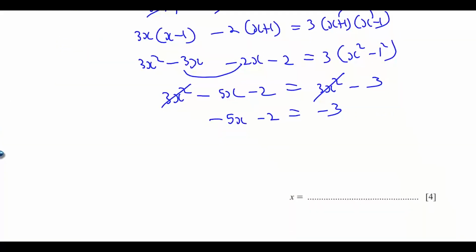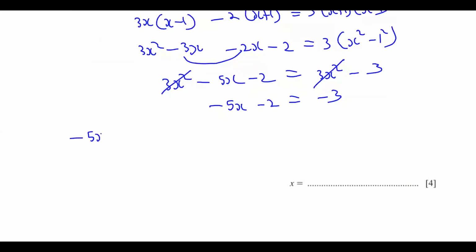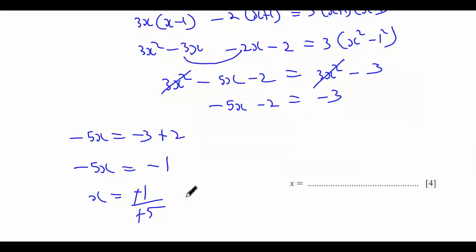So I can rearrange. I have minus 5x equals minus 3, add 2, so minus 5x equals negative 1. Then x equals negative 1 over negative 5. Negative cancels negative, so x equals 1 over 5. This is the end of this solution.